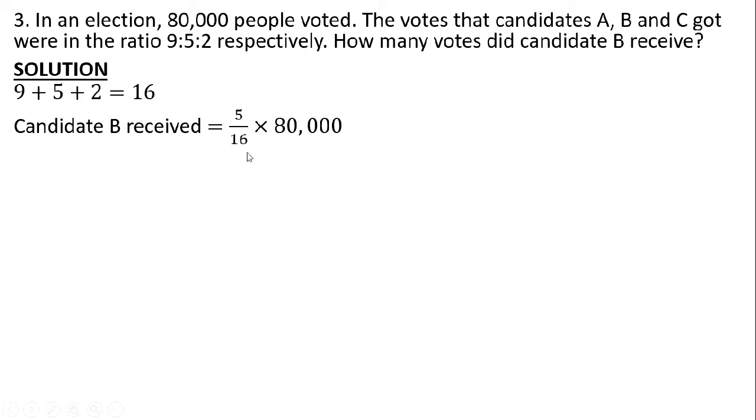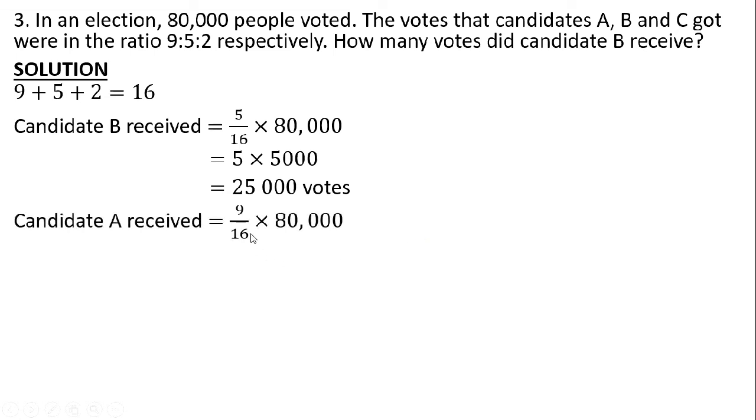If you divide 16 into 16, you get a 1. 16 into 80 will give you a 5. Multiply 5 times 5,000. You'll find that candidate B received 25,000 votes. We can always find what candidate A got. So to find what candidate A got, we'll say 9 over 16 times 80,000. If you multiply 9 times 5,000, you find that candidate A got 45,000.